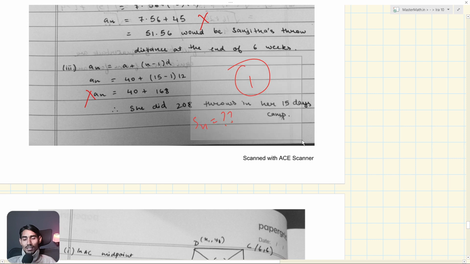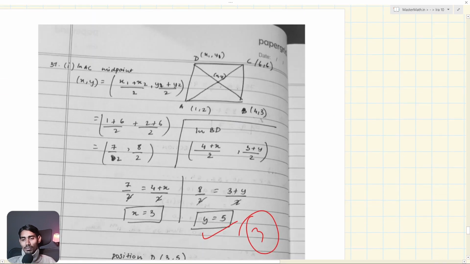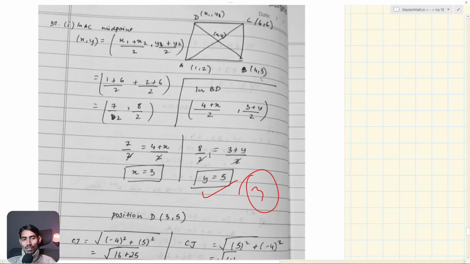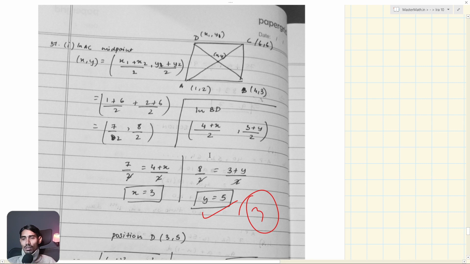Okay, we have to find SN. Again, it was tricky. I read the question. It was kind of tricky. I could do it, but a couple of more students did this AN value. So in this coordinate geometry, a lot of students have come up with saying midpoint has to be used.